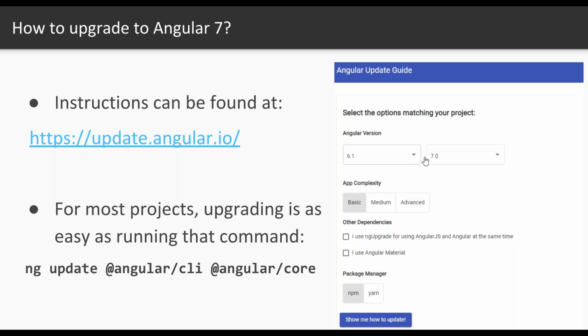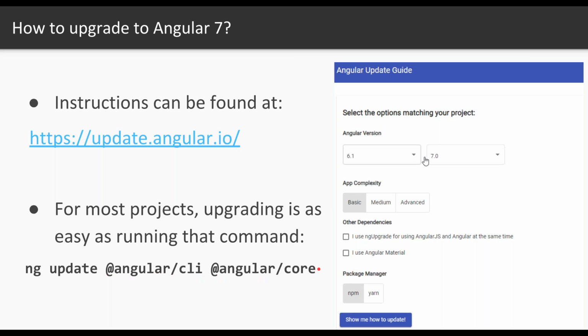Most of the time, for most projects that don't have anything advanced or that don't have any dependency to other frameworks and libraries, upgrading to Angular 7 is going to be very straightforward. You can just run ng update in Angular CLI, and pass 2 parameters to it. So ng update @angular/cli and @angular/core.